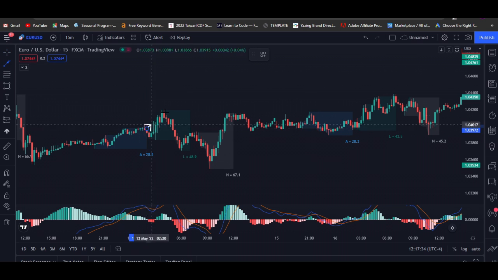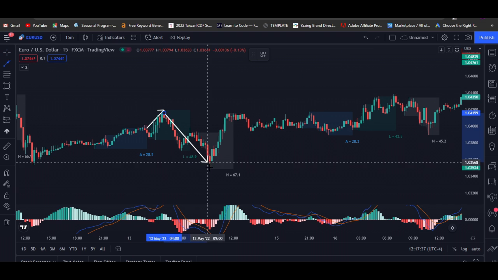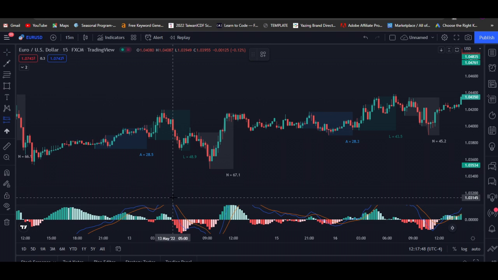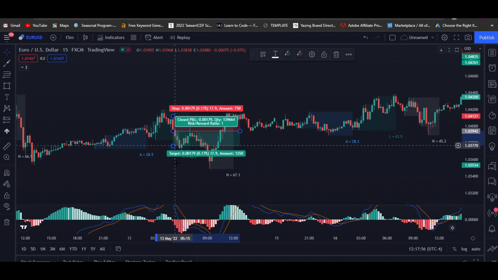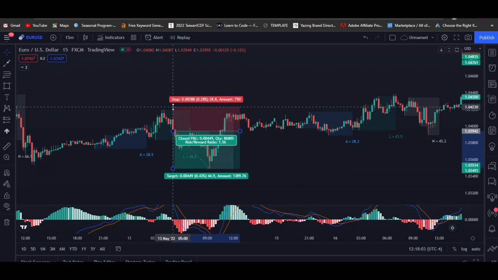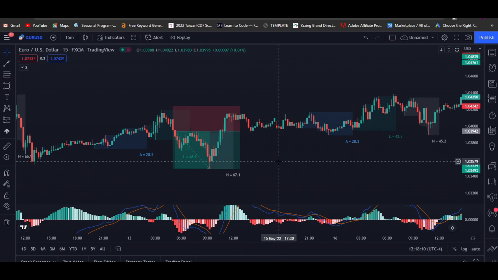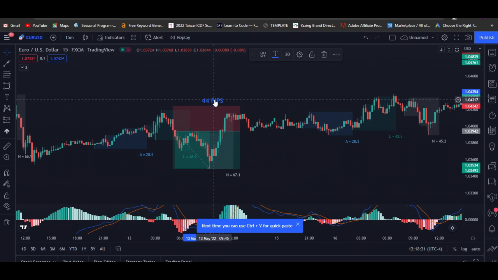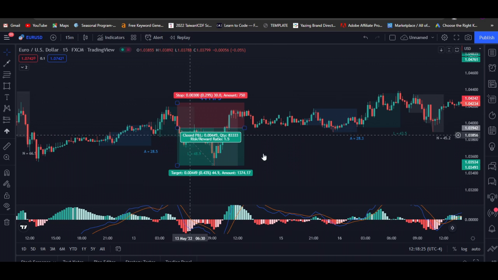As price went above the Asian session, then dropped. Let's clear this. So we just need an entry, which we got right here from the MACD. Okay, which was 44 pips profit. So we should call it 44 pips.